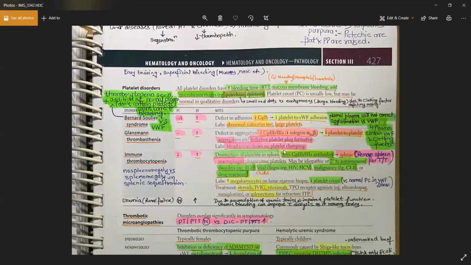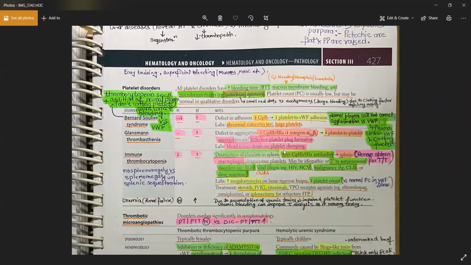So we're done with the clotting factor disorders. Now comes the platelet disorders. Whenever you have any platelet defect, you will have an increase in the bleeding time. In case of any clotting factor defect, you will have a normal bleeding time, but an increase in the PT and PTT. In case of platelet defect, you'll have an increased bleeding time, but a normal PT and PTT.